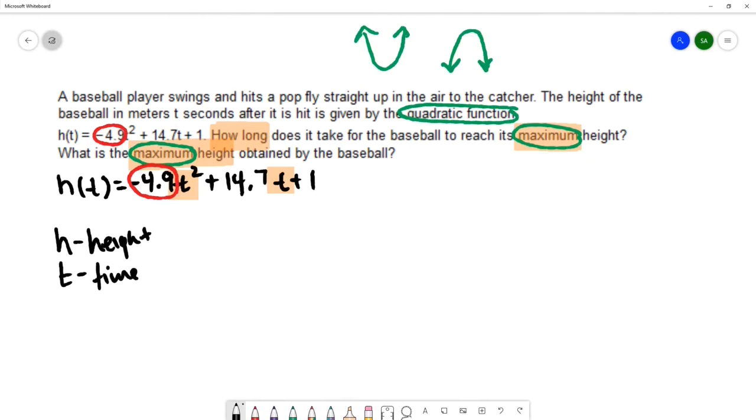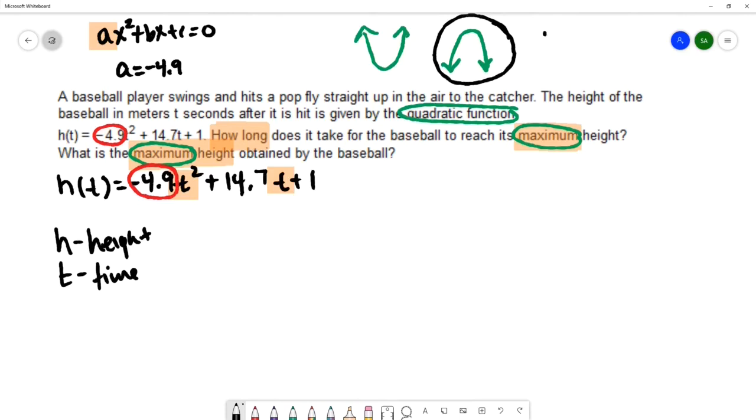What I'm referring to is all quadratic functions can be written in this format: ax squared plus bx plus c equals 0. A is the coefficient of the squared term. And so in our example, we have a equals negative 4.9. Anytime a is negative, we know that we have a parabola that opens down like this. So a being negative 4.9, which is less than 0, means that we have a parabola that opens down.